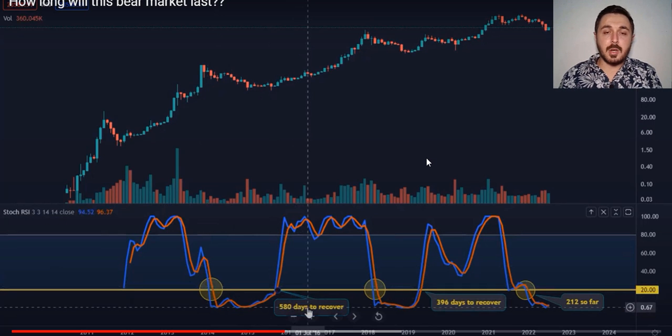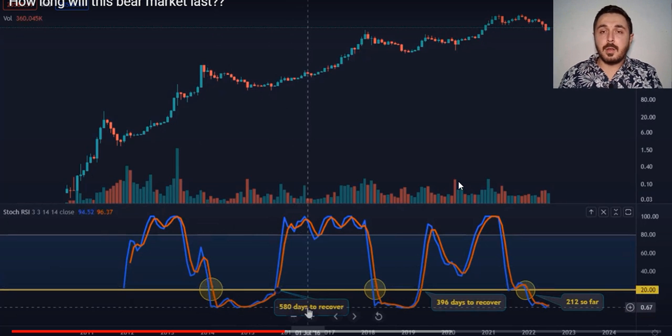Now this chart is from our previous video I posted a few months back on my channel, named how long will this bear market last. It's a previous video I'm showing, and we discussed the stochastic RSI, the momentum of the market, and the 20 level, and when it's going to cross back. And we also spoke about how long it will take for this bear market to end. And as you guys know, if you haven't watched it, you can watch it back.